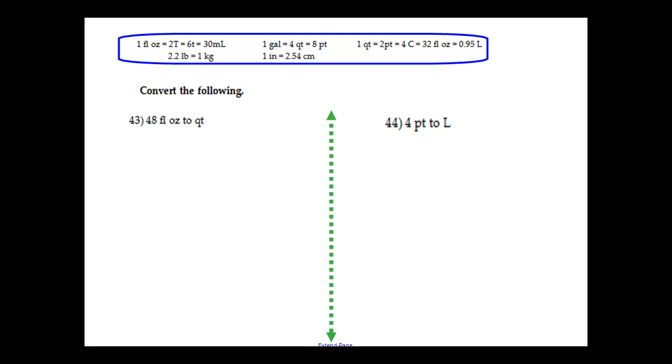MGF 1106 Final Exam Review. We're dealing with conversions, Chapter 8 in our textbook. We are dealing with converting fluid ounces to quarts and pints to liters. I'm going to have two different videos depending on which technique you're using to solve. This first version is proportions.